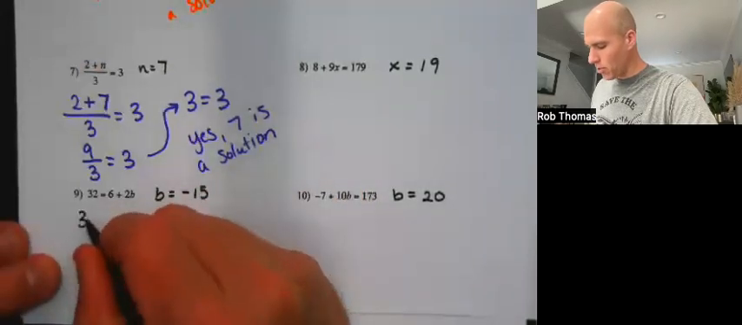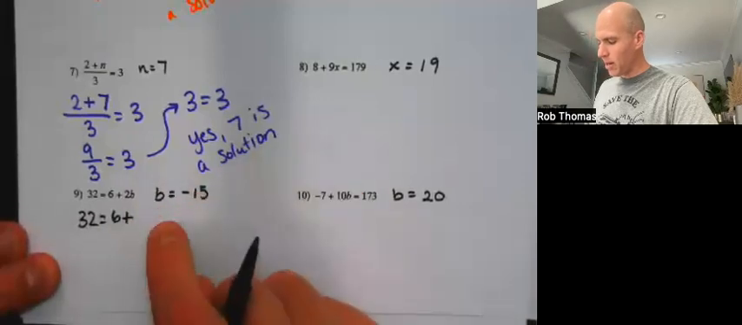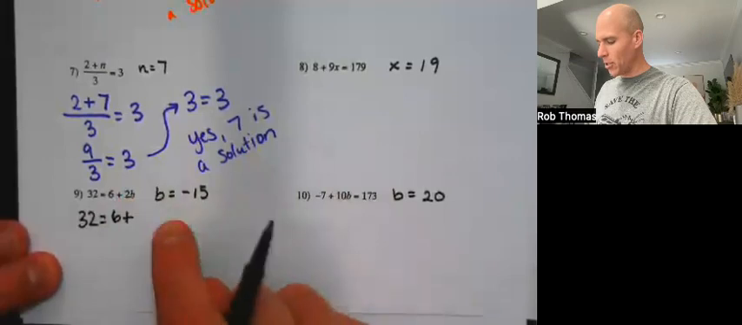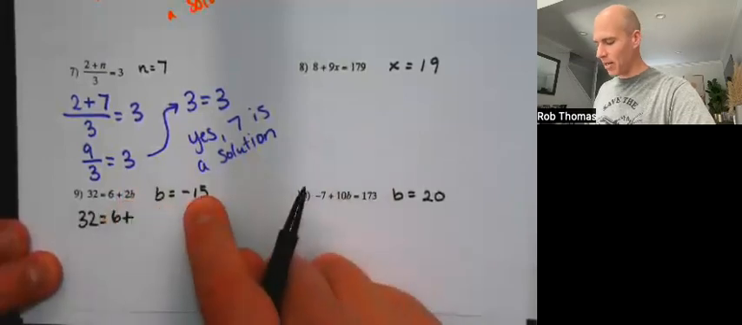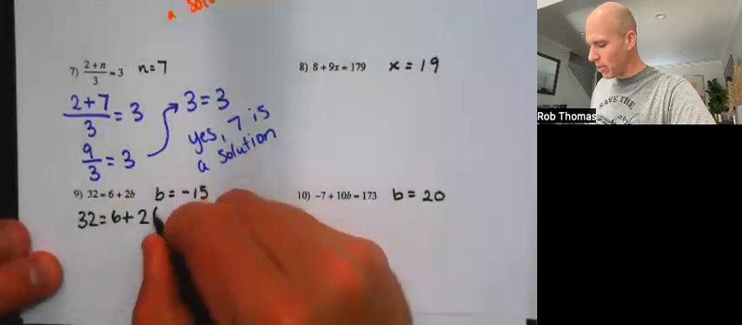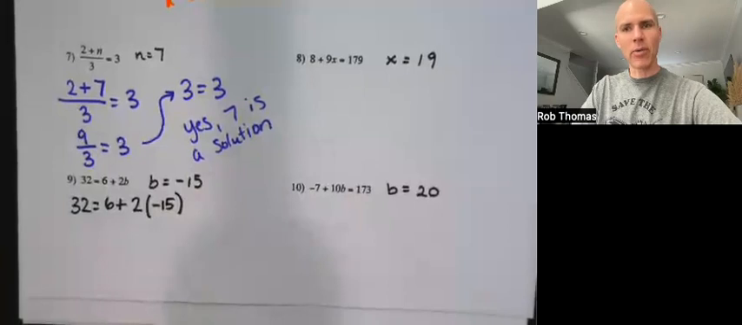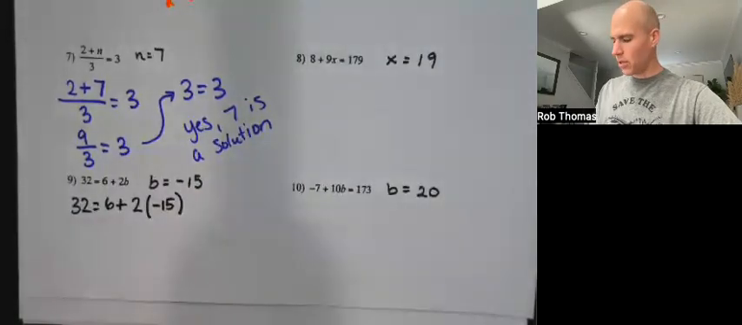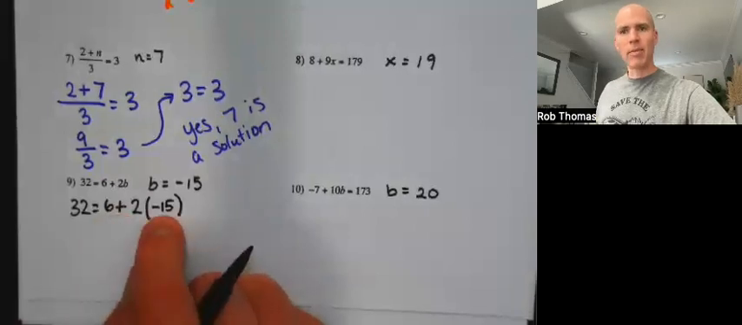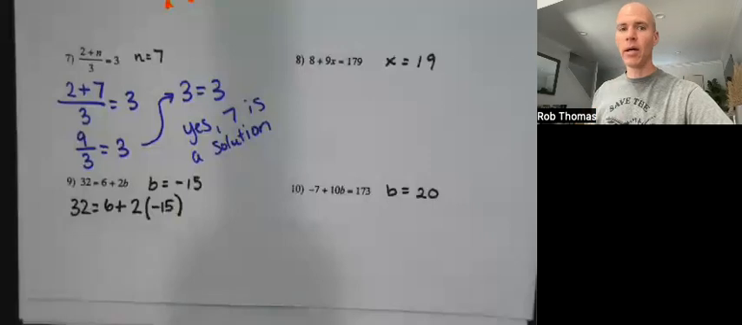So 32 equals 6 plus 2b, and 2b means 2 times b. So I need to write 2 times negative 15. And I'm going to write that like this, 2, and then if I put the negative 15 in parentheses like this, that means to multiply them. So that's how I'm going to write it. Okay, so I've got an addition here and I've got a multiplication. PEMDAS says let's do the multiplication first. So I'm going to go down one line just doing that one operation.